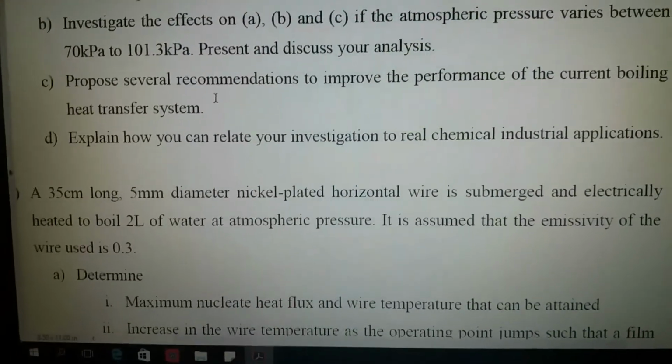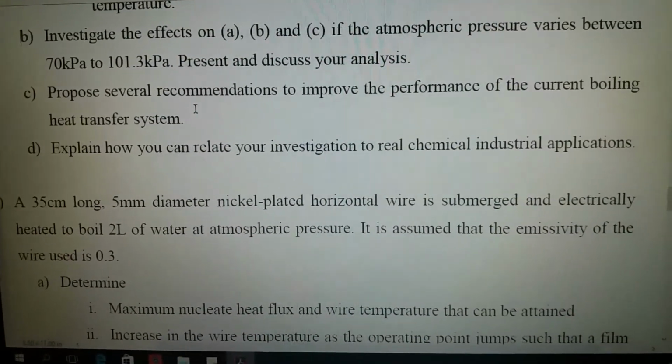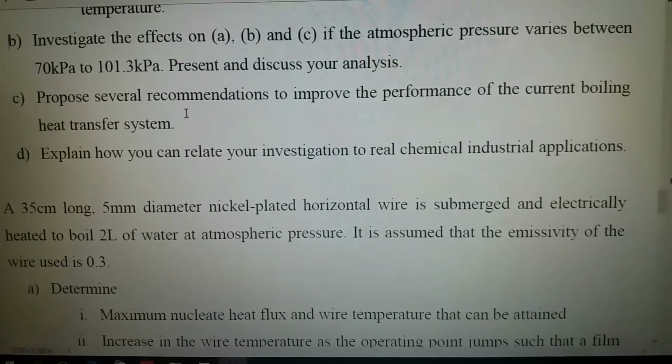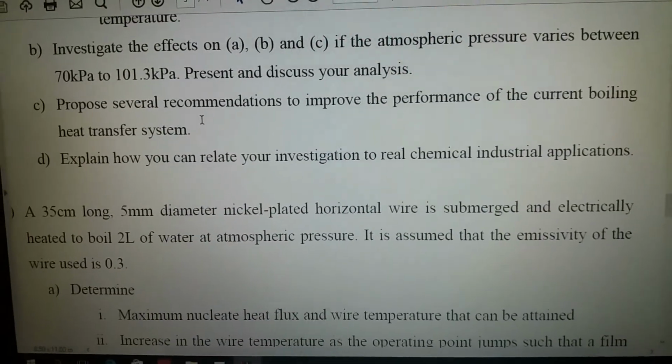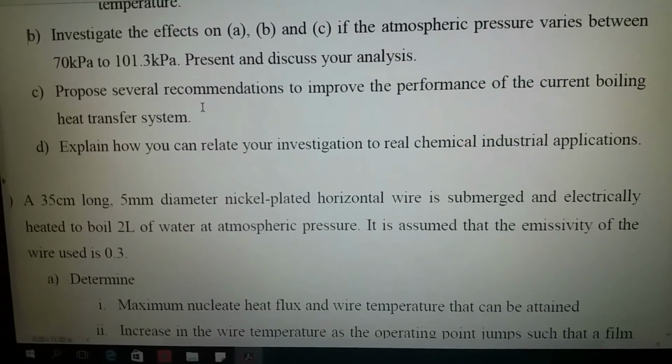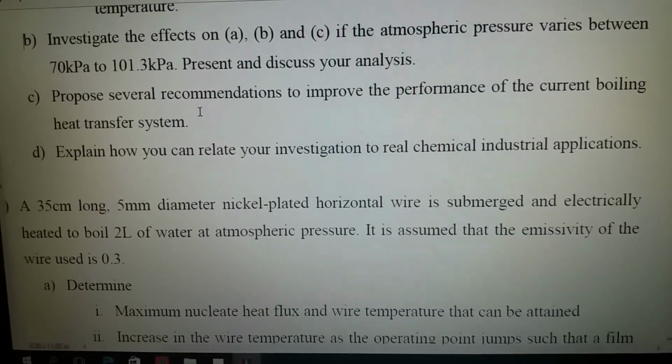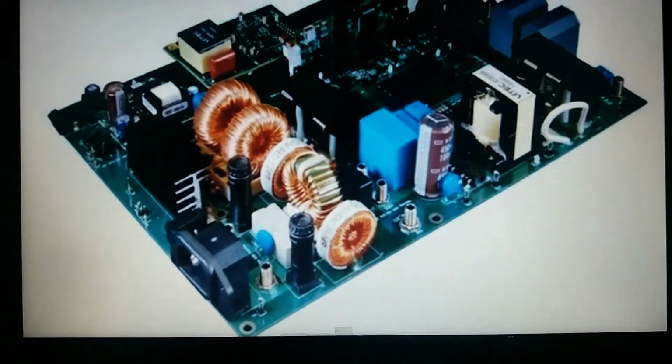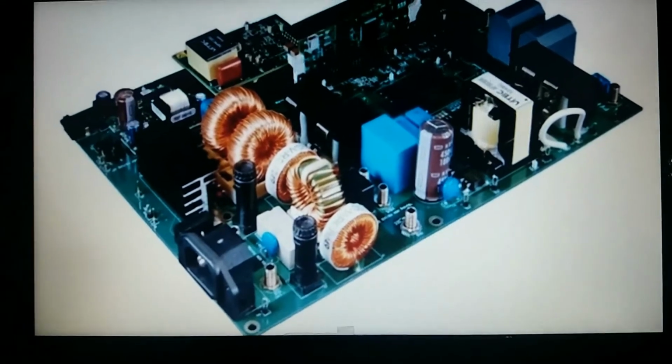Question 3D. Explain how you can relate your investigation to real chemical industrial application. So, the answer for this question is the power electronic industry. Power electronics is the study of switching electronic circuits in order to control the flow of electrical energy. Power electronics is the technology behind switching power supplies, power converters, power inverters, motor drivers, and motor soft starters.